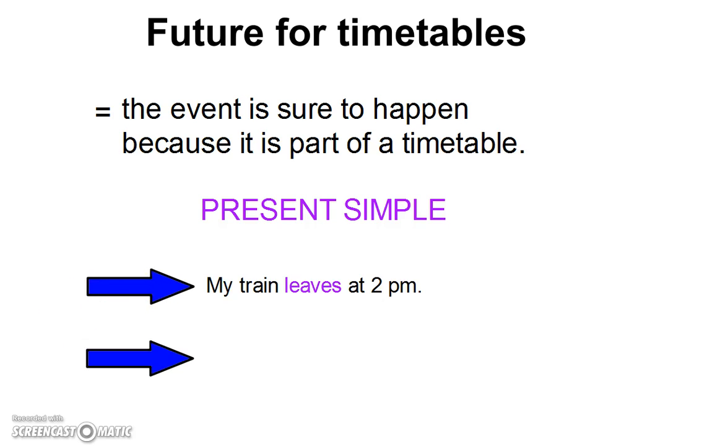For example, my train leaves at 2 p.m. 2 p.m. is in the future. You use a present simple because it's part of a timetable. You don't decide yourself when the train leaves. Okay, it's the railway company that decides, and they wrote a timetable about it, so we can use present simple here.